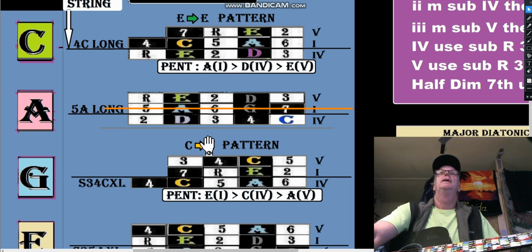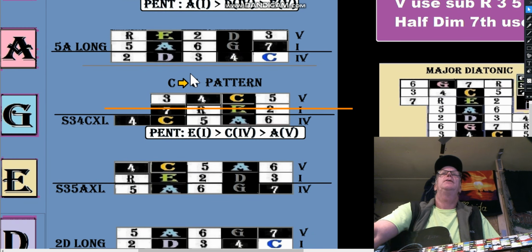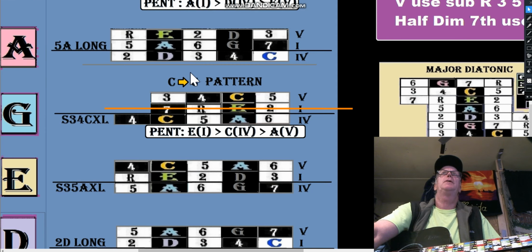Spinning wheels, spinning around. Okay, let's look at the E long pattern, but it's not really the E long pattern.